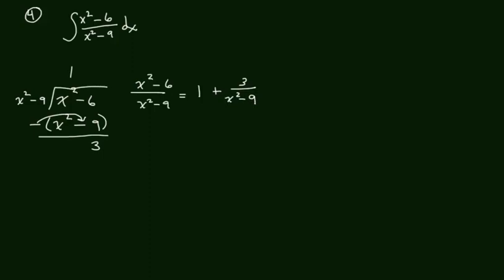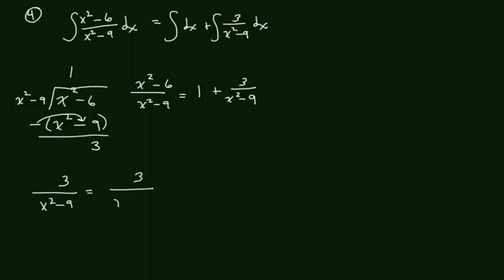So that's telling me here then that this integral is equal to the integral of 1 dx plus the integral of 3 over x squared minus 9 dx. I am ready to do some partial fractions for this part of the integral. Okay, so I'm going to factor x plus 3, x minus 3, value of a I have to find, and the value of b I have to find.